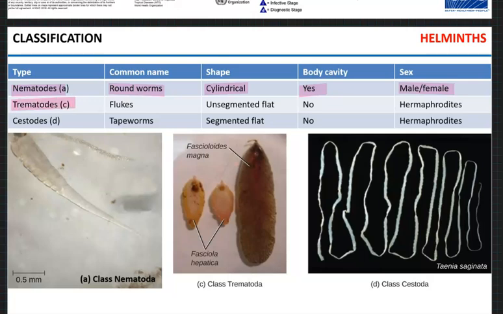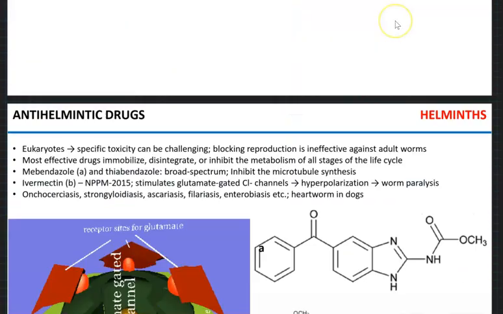Trematodes, these guys, also known as flukes. They are flat but not segmented, don't have body cavity, and they are hermaphrodites. And the most primitive ones, cestodes, which are tapeworms, they are flat and segmented, don't have body cavity, just like flukes, and are hermaphrodites as well.